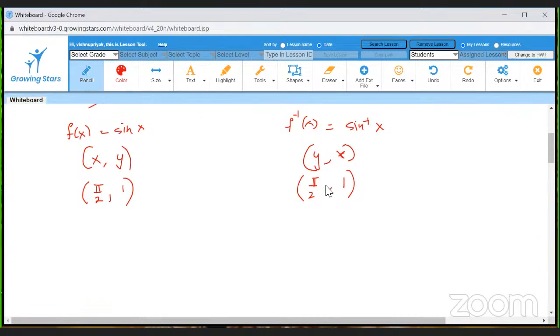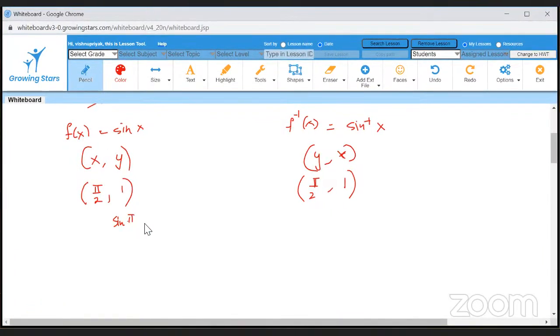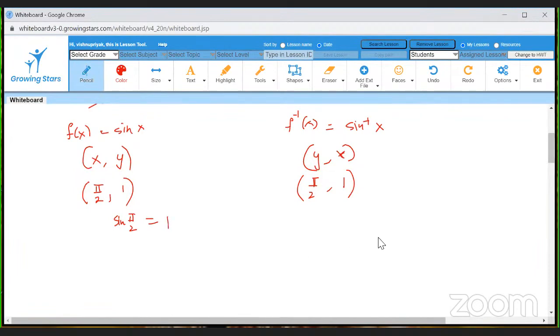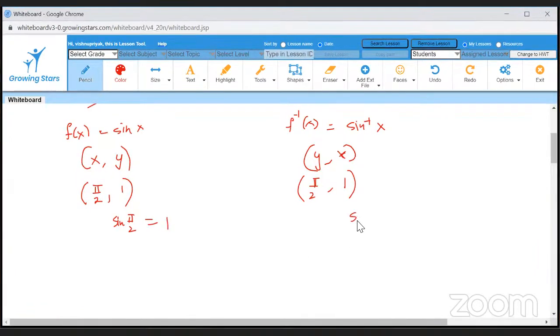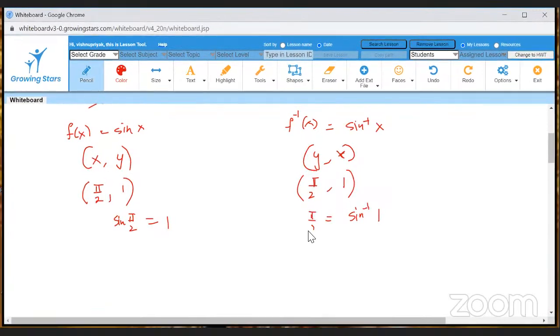Is that clear? Because what is happening here? Sine pi by 2 is 1. Here, what is happening? Sine inverse 1 is pi by 2. That is what happens.